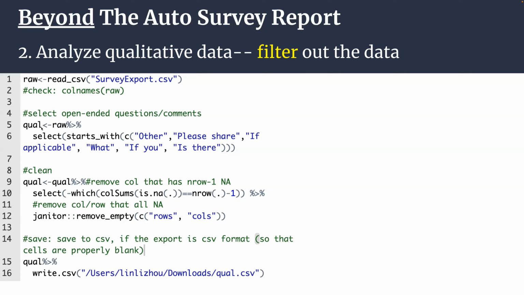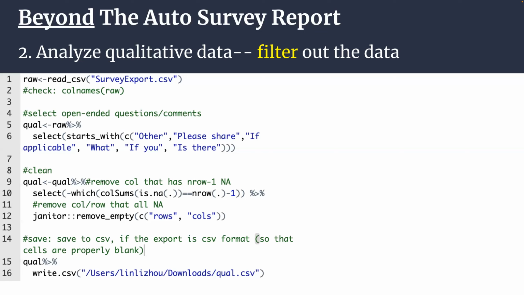The name QUAL is the name of the qualitative data that we're going to save it to. Then in the next few lines, we're selecting the columns that likely contain open-ended responses, like I just said, and we use the starts-with function to filter columns starting with those specific phrases, capturing the essence of the qualitative data and the possibility of open-ended questions.